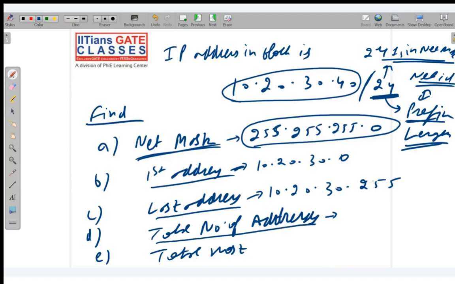Okay, so total number of addresses. You will simply say it is a 24-bit net id, or you can say prefix. So how many bits are for host id or suffix? 32 minus 24, that is 8. So 2 power 8 IP addresses. I will simply say 2 power (32 minus 24), that is 2 power 8, that is 256. Total number of hosts is 2 power 8 minus 2, that is 254.